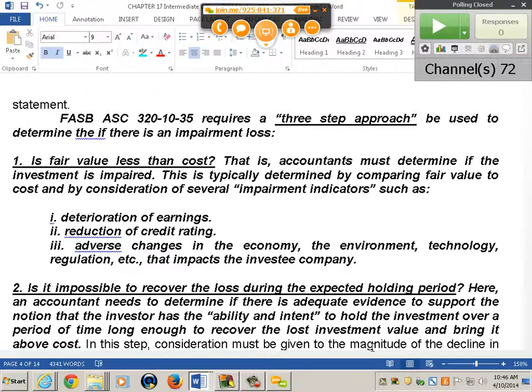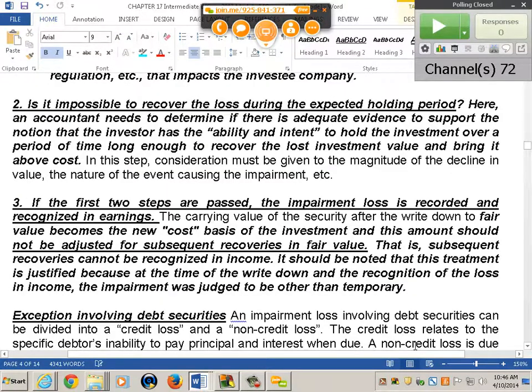Is the loss due to a deterioration of earnings? Are there economic conditions in the environment or technology? And then the next question, is it possible to recover the loss during the holding period? If you could recover the loss during the holding period, you typically do not recognize the loss at that point. But if you cannot recover, then you would take the loss. Essentially, that's the third step. It's a lot of judgment, but it's a matter of making sure you understand whether that loss has the ability to be recovered. Is it temporary or not?